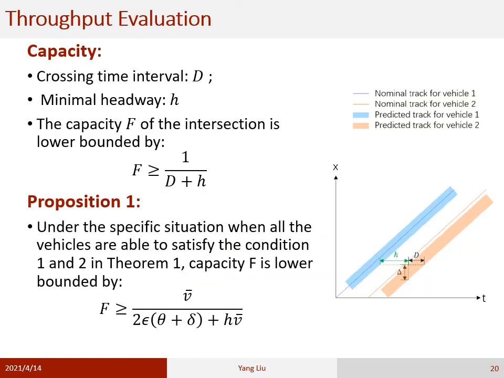Finally, we evaluate the throughput. Here, we treat the problem from microscopic to macroscopic. The crossing time interval is d, and the minimal headway is h. Then the capacity F of the intersection is lower bounded by 1 over d plus h. Under the situation that all the vehicles are able to satisfy condition 1 and 2, F is lower bounded by the maximum allowable speed over the length of the position interval plus the safe distance.